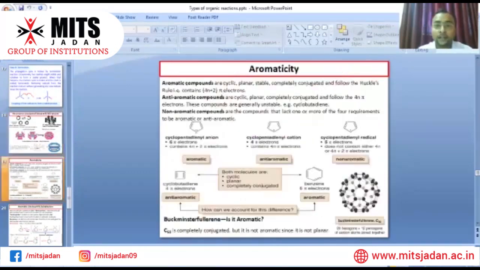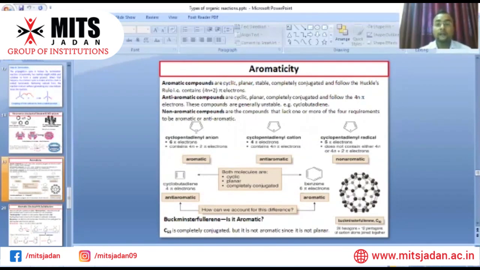And what is the condition for aromaticity? The compounds fulfilling these conditions will be aromatic compounds. Aromatic compounds should be cyclic, planar, stable, completely conjugated, and follow the Huckel rule. Huckel rule is when the organic compound or the moiety contains 4n plus 2 pi electrons, those compounds are called aromatic compounds. Anti-aromatic compounds are also cyclic, planar, completely conjugated, and follow 4n pi electrons.